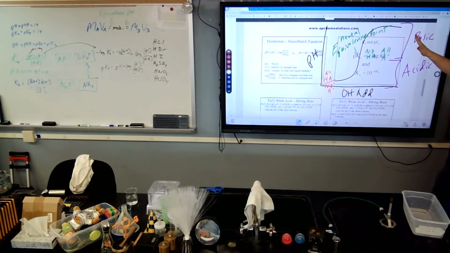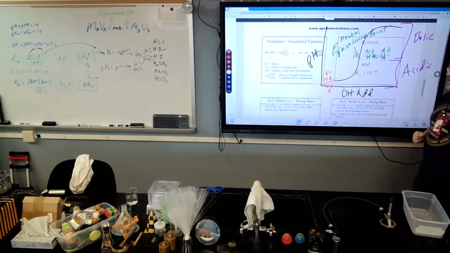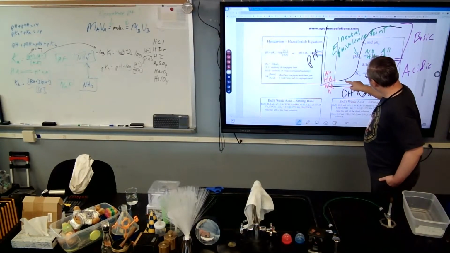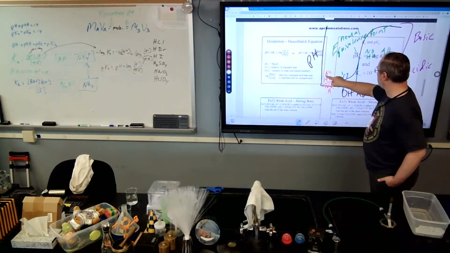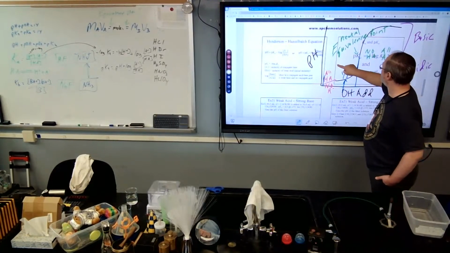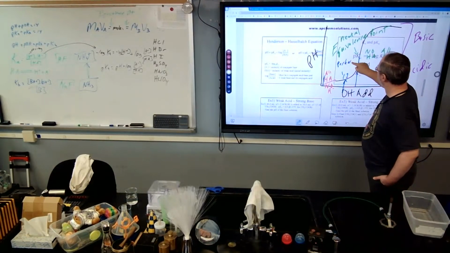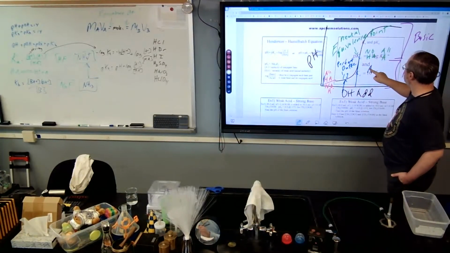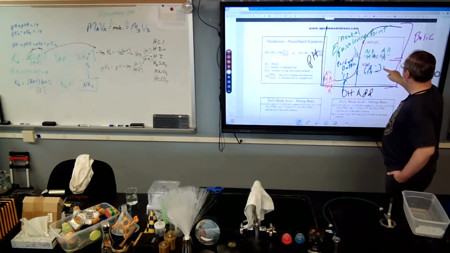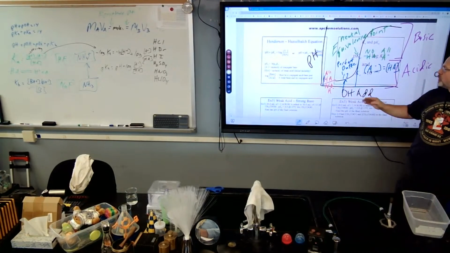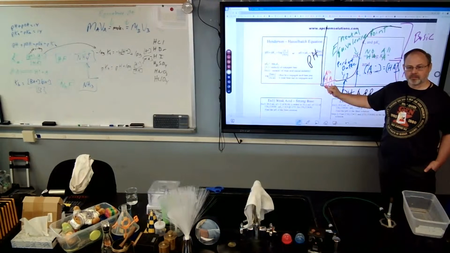How are we feeling? Okay, now here's the beauty of the Henderson-Hasselbalch equation. Here's the punchline. At the halfway point, between here and here, this is called the perfect buffer. Because at the perfect buffer, the A minus concentration equals the HA concentration. You have all HA and no A minus here.